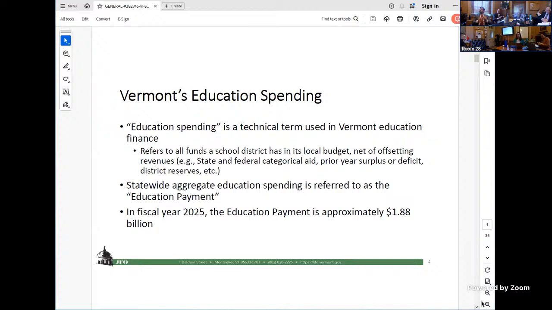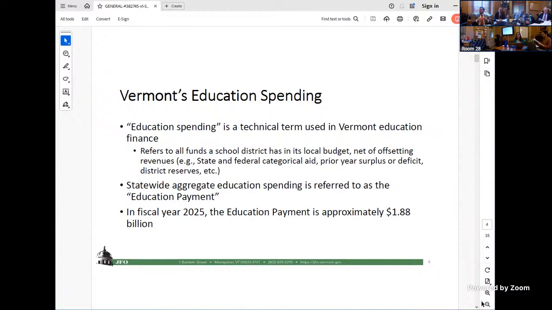So underlying the analysis is using education spending. So you'll recall that this is a technical term. We spoke about this, I guess, months ago. And I know you've spoken about it at other times. This is a term in education finance that refers to a school district's total budget minus its offsetting revenues. So what it gets in categorical aid from the feds and the state, tuition revenues, their reserves.